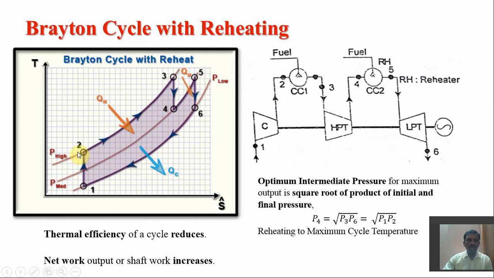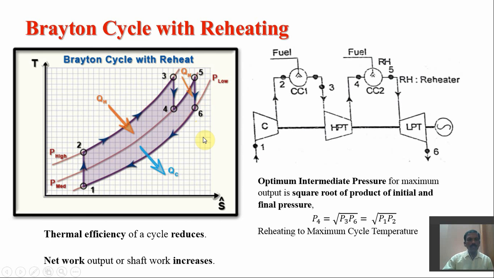Now coming to the TS diagram. As we saw in the schematic, what is 1 to 2? It's compression. We are indicating ideal Brayton cycle here. If we consider isentropic efficiency of the compressor and isentropic efficiencies of the turbine, we can draw the actual Brayton cycle too. 1 to 2 is compression. Then 2 to 3 is heat addition. 3 to 4 is expansion in high pressure turbine. Then 4 to 5 is reheating. 5 to 6 is the isentropic expansion in low pressure turbine.